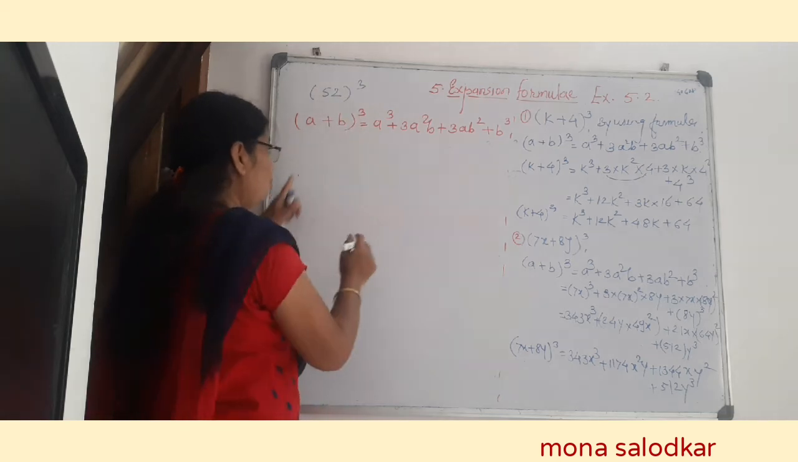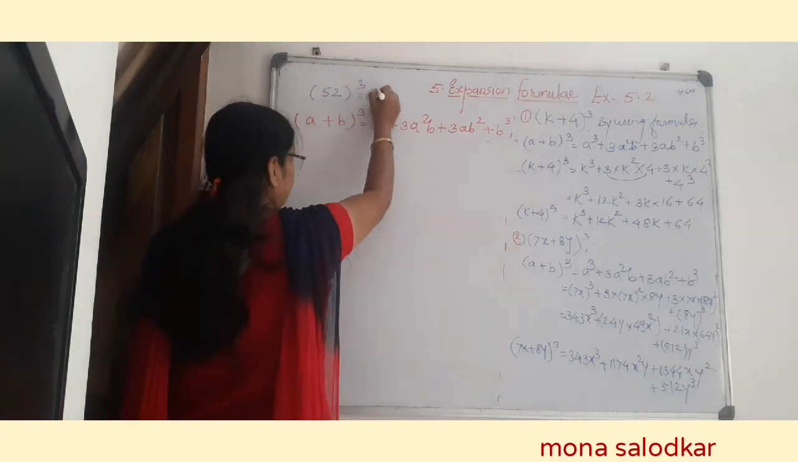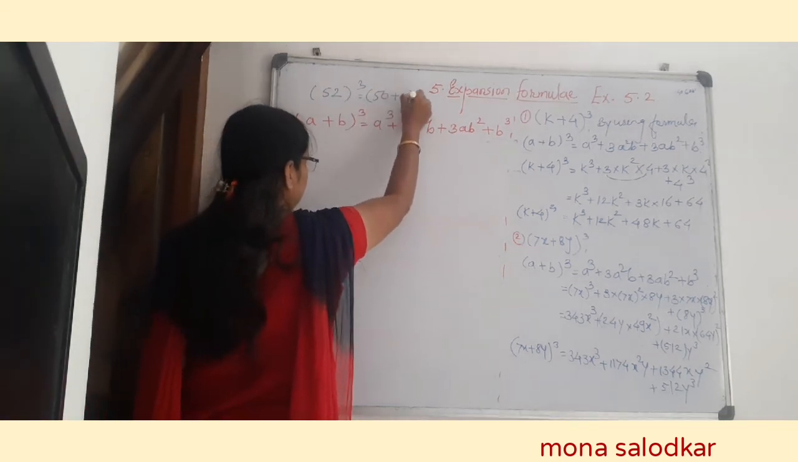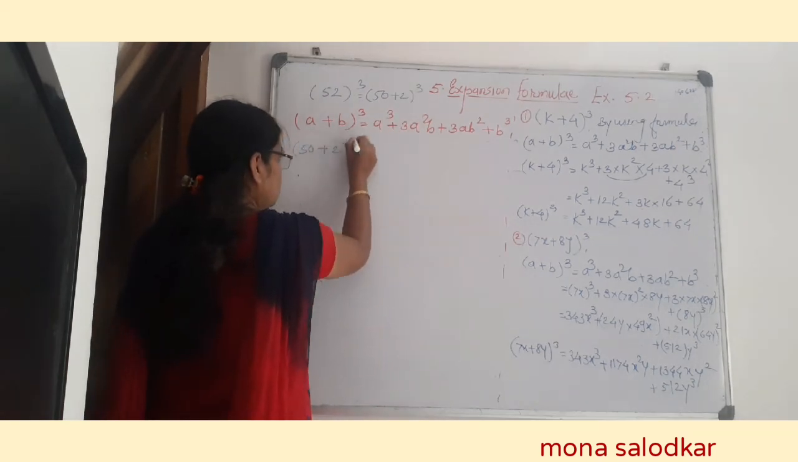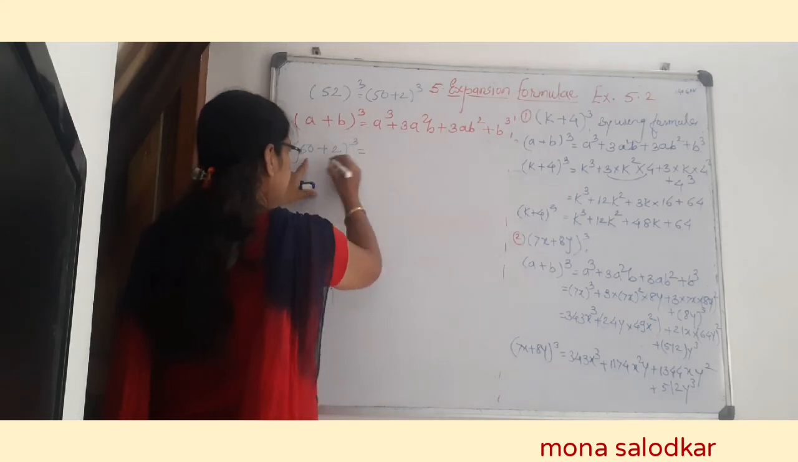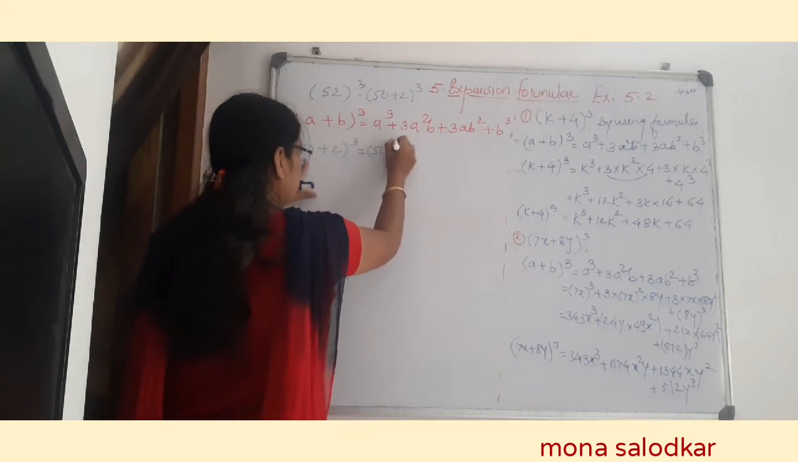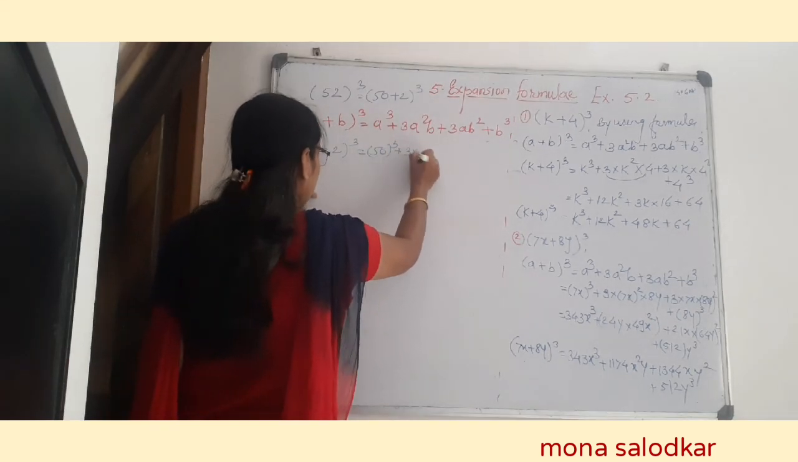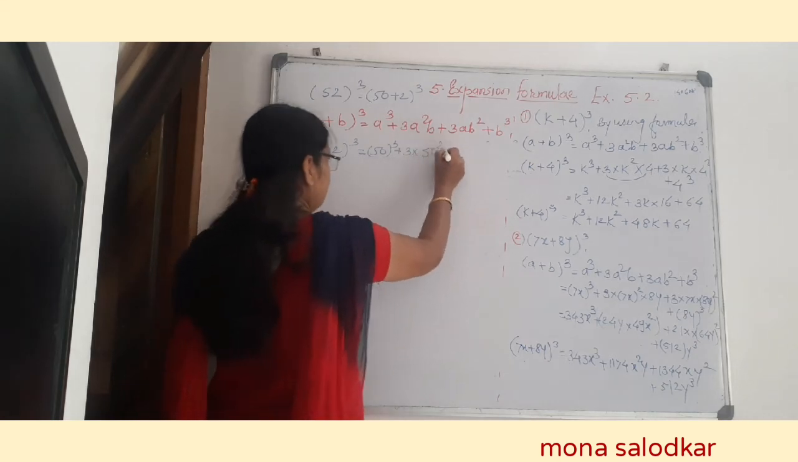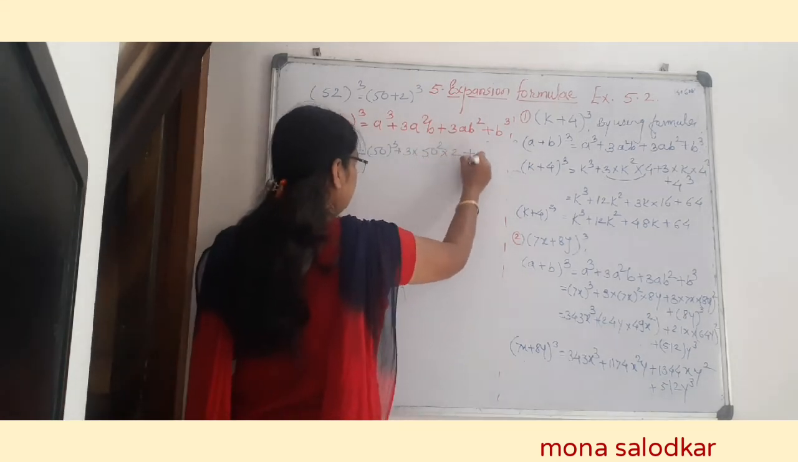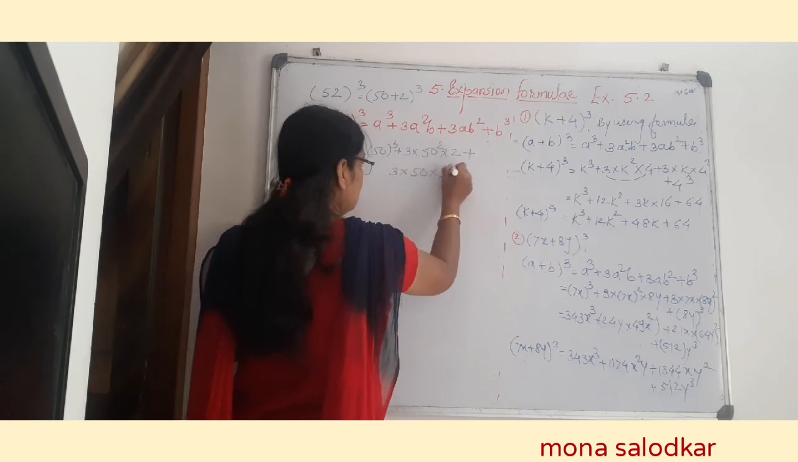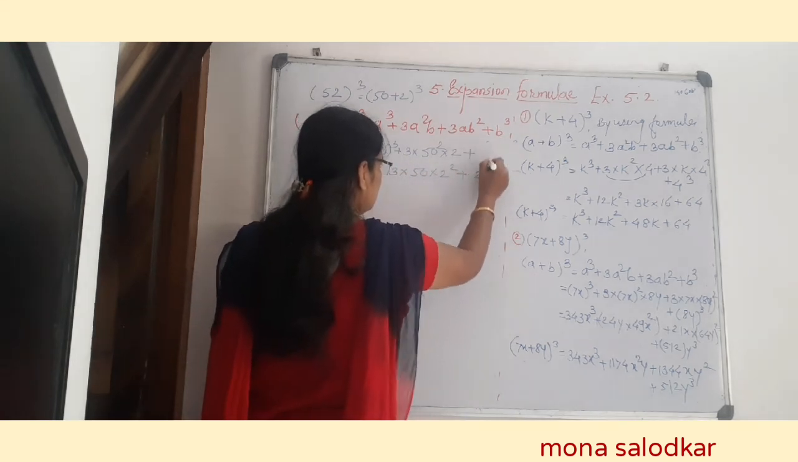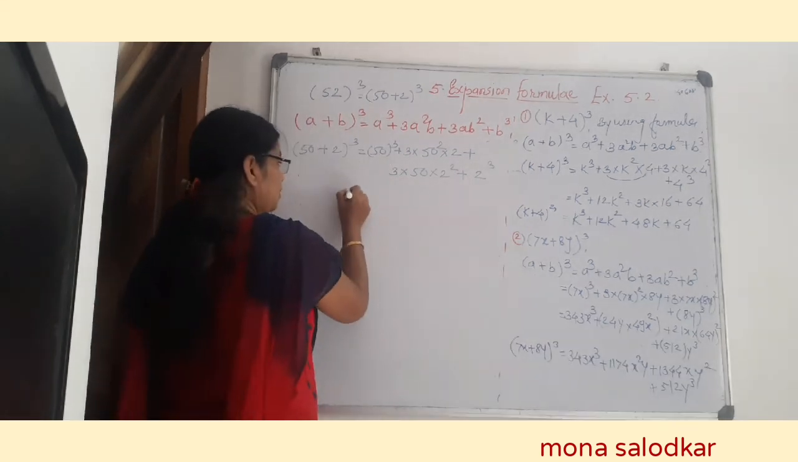Now here also you have to use the same formula. What do you write for 52? (50 plus 2) whole cube. Again a cube means 50 cube. Then 3 into a square means 50 square into 2, plus 3 into a means 50, b square means 2 square, and b cube means 2 cube. In this way you have to write down.